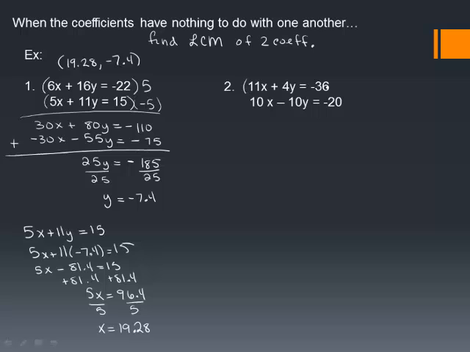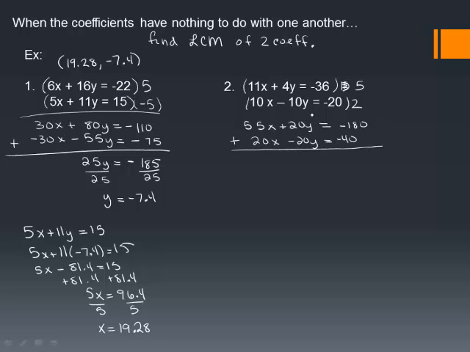Looking at my second example, I have an 11 and a 10 and a 4 and a 10. I'm going to use the 4 and the 10. So I'm going to multiply this one by 5, because I'm going to turn the 4 into a 20. And then this will be a positive 20. I need to turn this into a negative 20, so I multiply the whole thing by 2. So I'm going to have 55x plus 20y is equal to -180. And then I'll have 20x minus 20y is equal to -40.